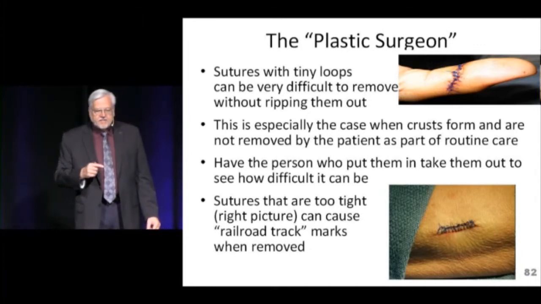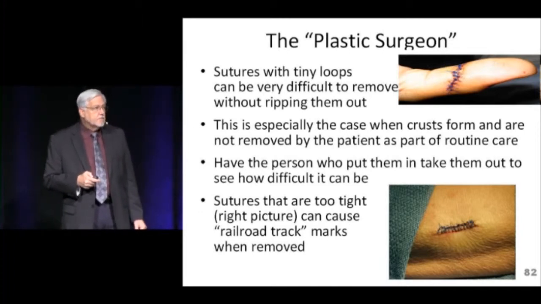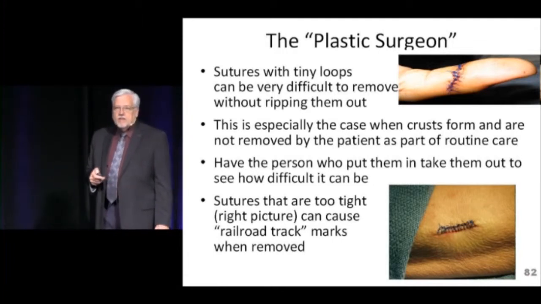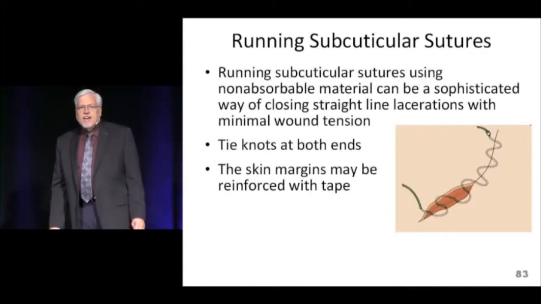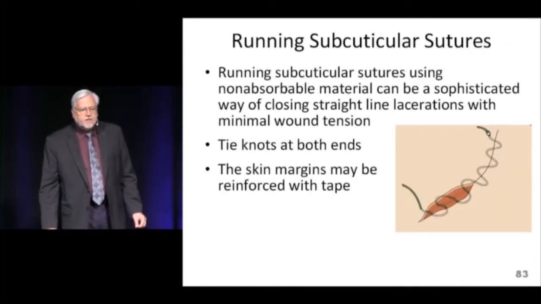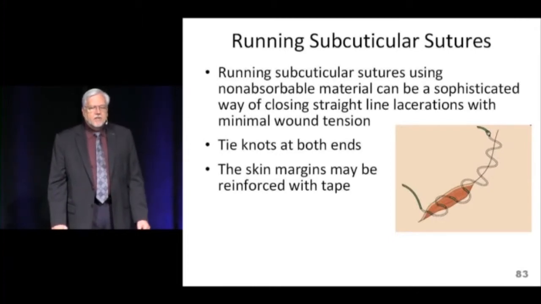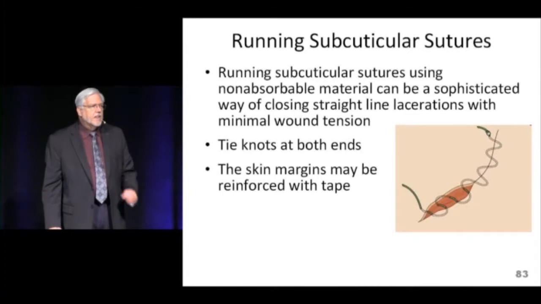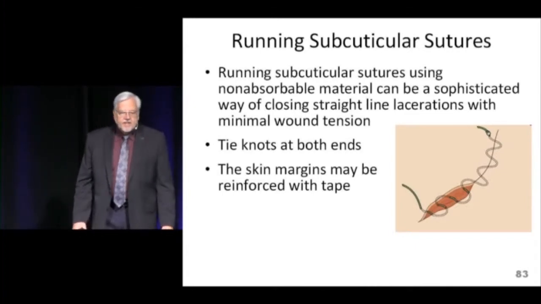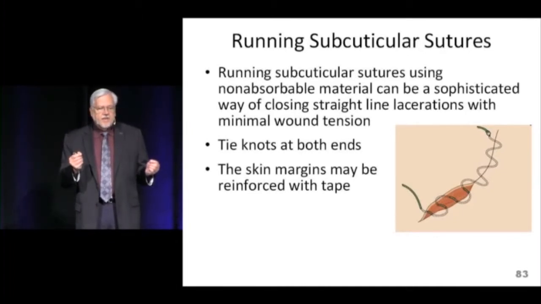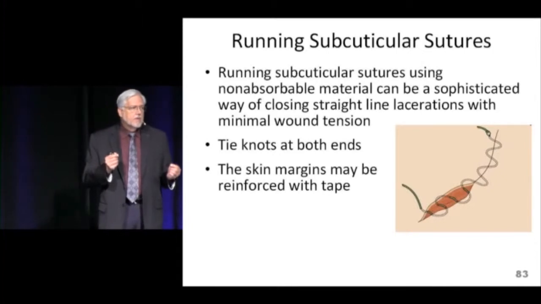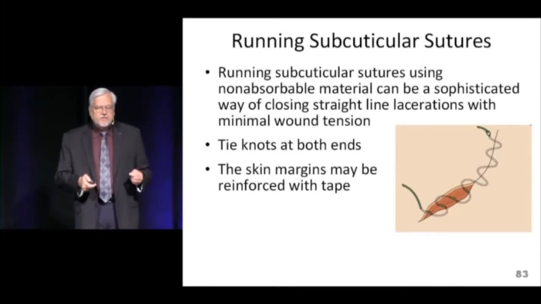So as in that picture there, sutures that are too tight can cause what we call railroad tracks, marks when removed, and they may be there for some time and don't look very good, and a lot of people do not like those. Some of the kinds of sutures that we do: subcuticular sutures using non-absorbable material can be a great way of closing straight line lacerations with minimal wound tension. Just pull it through there. I actually like this. Then you just tie the knots at both ends, and then you reinforce it with tape. So for linear lacerations, this is very useful.